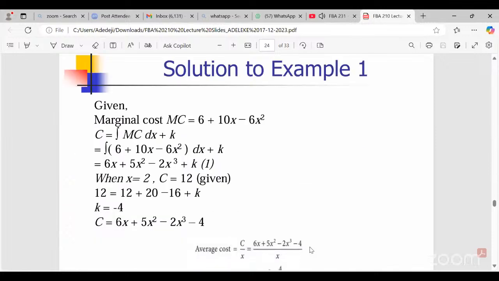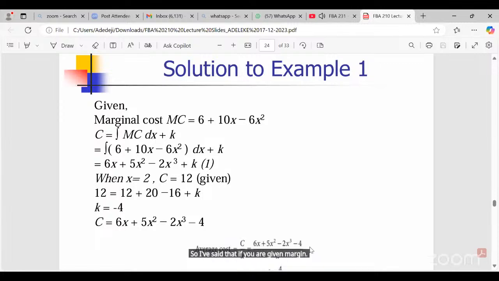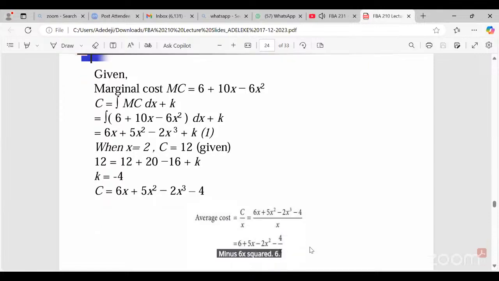Remember that earlier I'd already given us the relationship between marginal and total. I've said that if you are given marginal, to get the total, all you need to do is to integrate. So when you integrate the marginal, you get the total. So the marginal function is given as 6 plus 10x minus 6x squared. So that means we just need to integrate that.